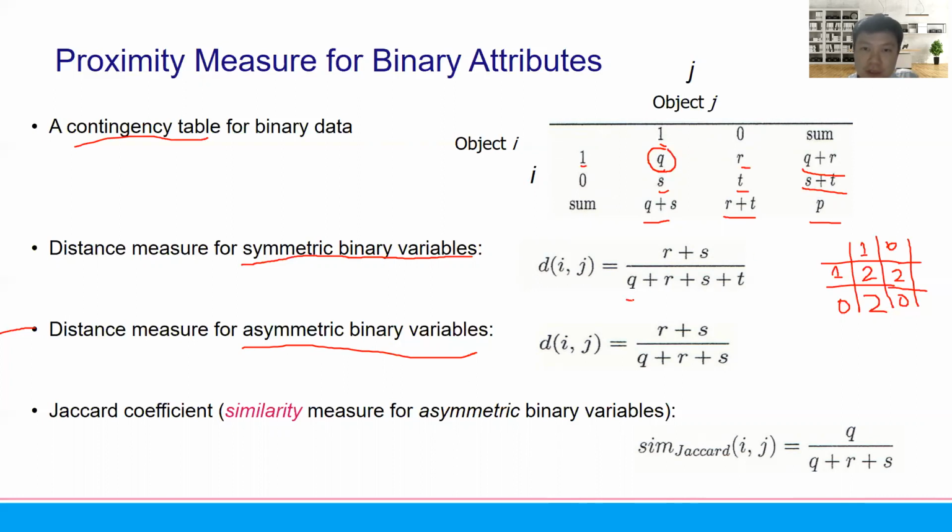If we have symmetric, we can just use R plus S divided by Q plus R plus S plus T. But if it is an asymmetric binary, then it is R plus S divided by Q plus R plus S. There is another method, which we call the Jaccard coefficient. For the Jaccard coefficient, we use Q divided by Q plus R plus S.